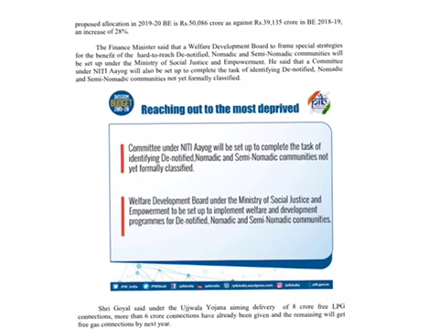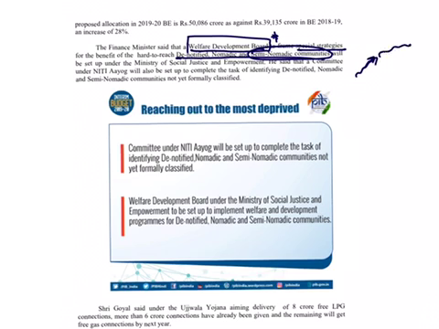This is very important. Finance Minister said that a Welfare Development Board for framing special strategies for denotified nomadic and semi-nomadic communities. Nomadic means the tribal groups or groups that roam around. Nomadic means they will not stay at one place, they roam around different places. Semi-nomadic means some seasons at one place, some seasons elsewhere.